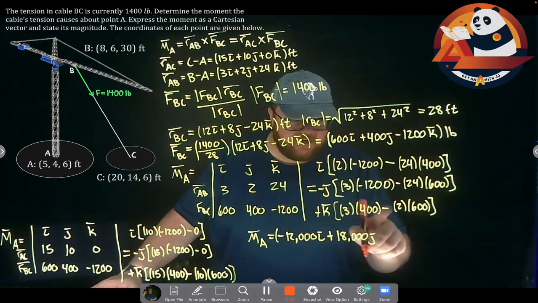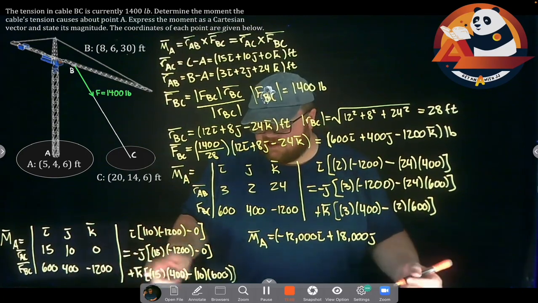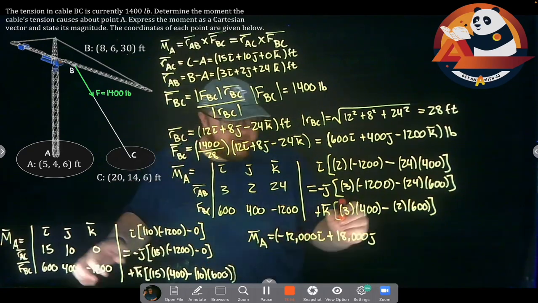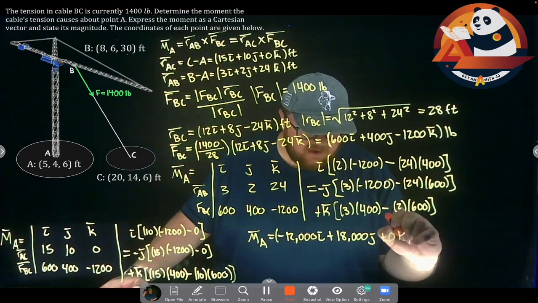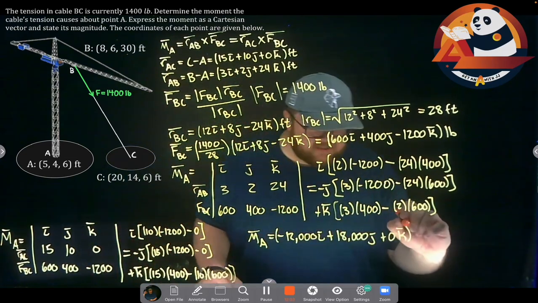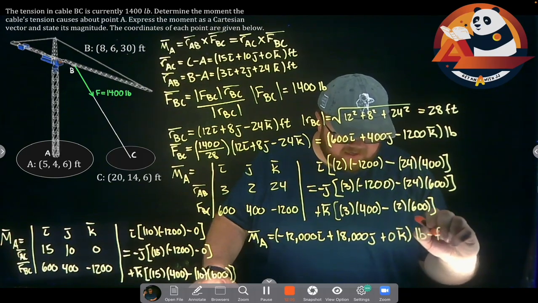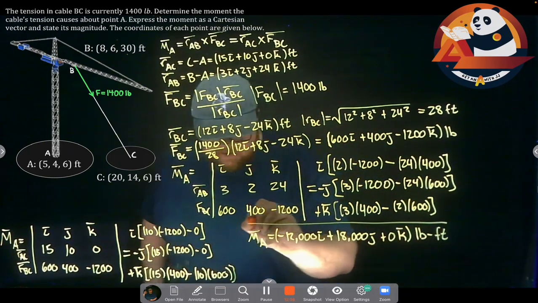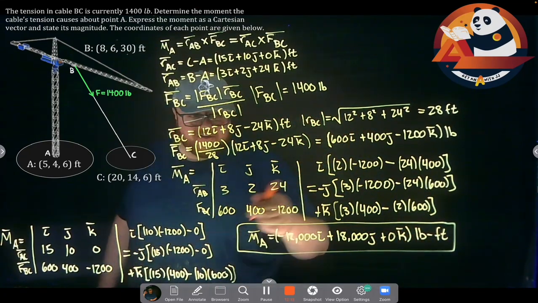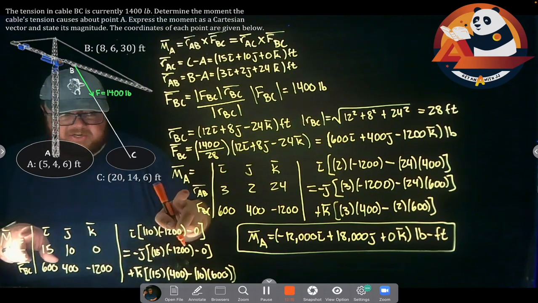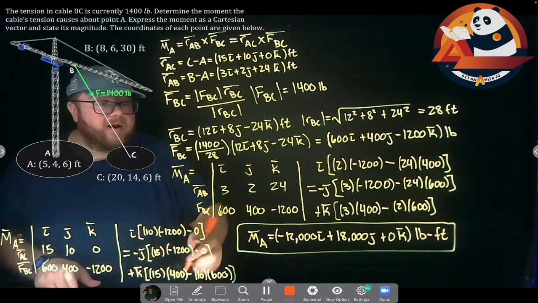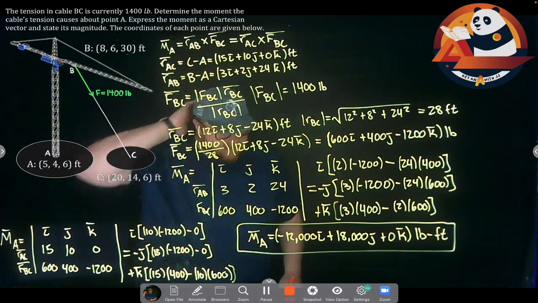3 times 400 minus 2 times 600 is 0. 15 times 400 minus 6,000 is also 0. Plus 0K, or we could just leave the K piece off. That would be our force units, pounds, times our distance units, feet. So we'd be in pound feet for our moment as a Cartesian vector. Again, exact same answer coming out here, regardless of which of my two moment arm vectors I got. As long as it goes from the point I'm taking moment about to some point on my force vector, my answer works out to be the exact same.